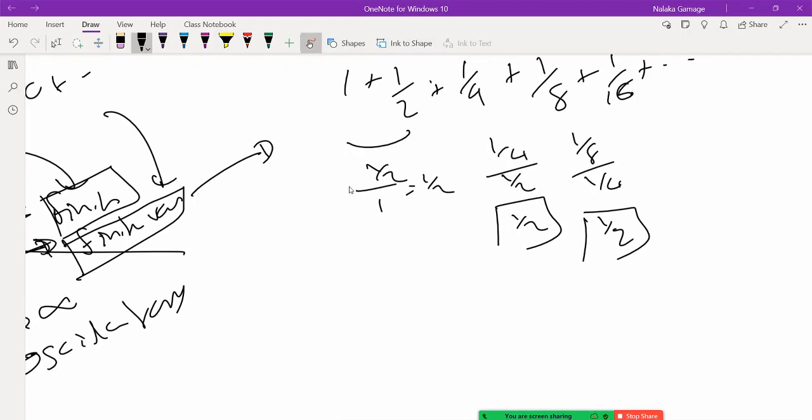If a geometric series is convergent, its S infinity, or summation of infinite terms, is A divided by 1 minus R.